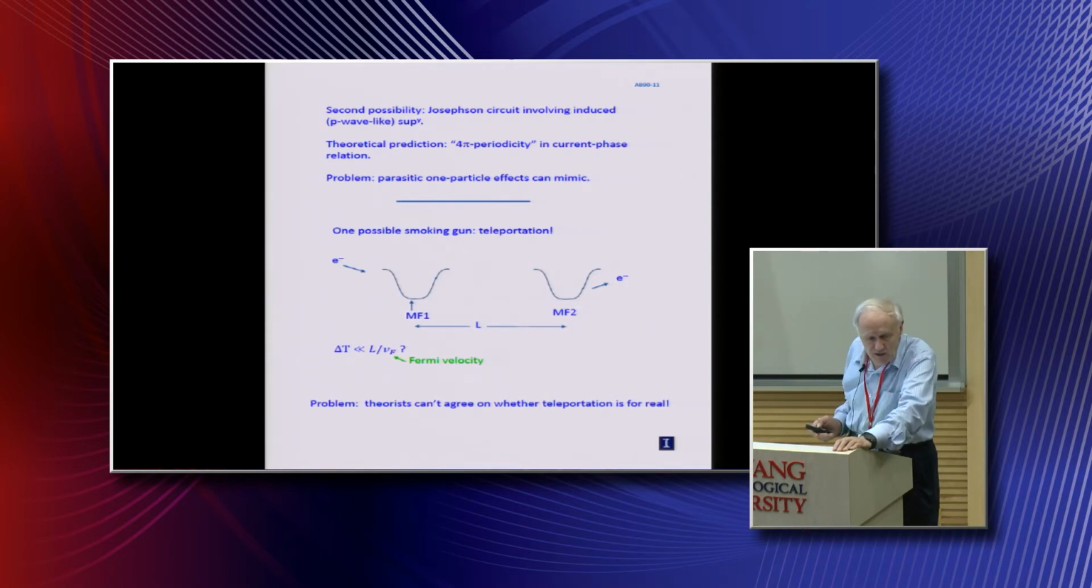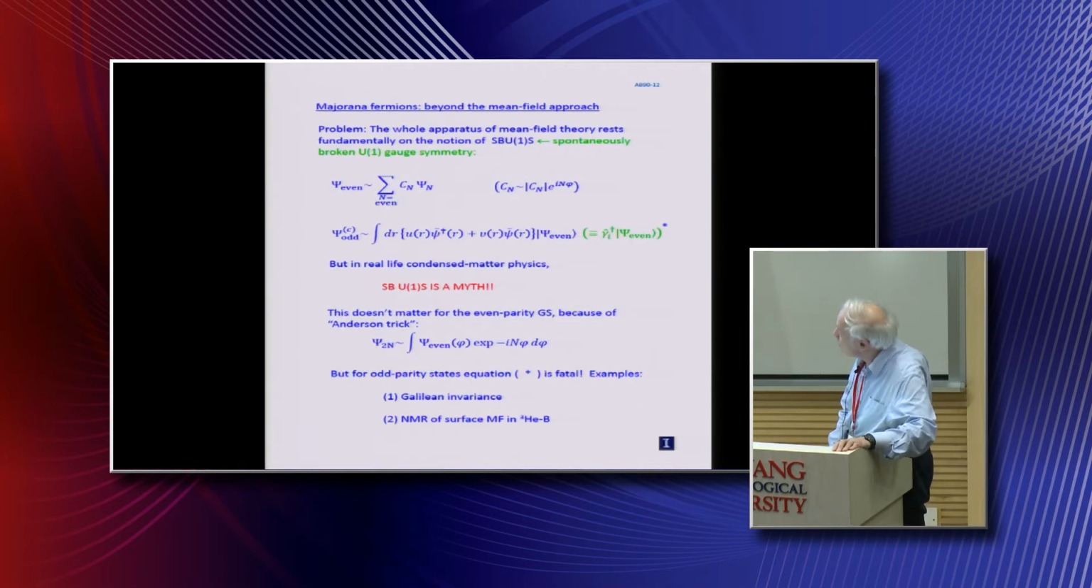Finally, in the last 5 minutes or so, I assume I have 5 minutes still, let me just talk a little about what happens if you try to go beyond the mean field approach. We actually have a problem. The whole apparatus of mean field theory rests fundamentally on the notion of spontaneously broken U(1) gauge symmetry. In other words, the idea that you can write your ground state in this form here, and therefore that you can write your fermionic quasi-particle operators in this form here. Now, I'm aware that this audience absolutely certainly is very keen, as I would be, on the idea of spontaneously broken U(1) symmetry in particle physics.